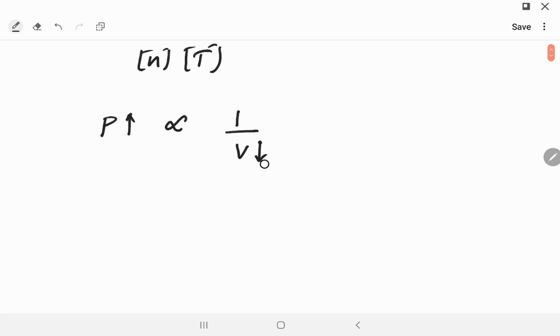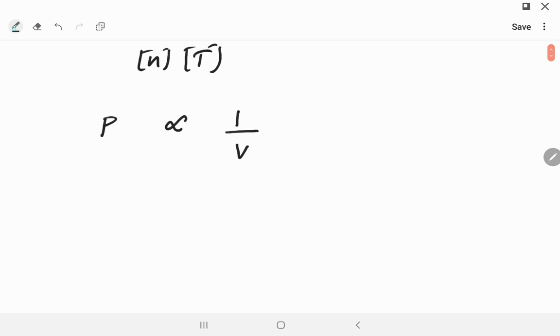Or if you increase the volume, pressure decreases. Okay, so this is what we learned from the simple experiment that we did using a syringe, right? Pressure and volume are inversely proportional. In math we don't like this proportional sign, right? We couldn't do any calculations using the proportional sign. So we need to replace this proportional sign with an equal sign. If you have an equal sign, we can do some calculations, right?